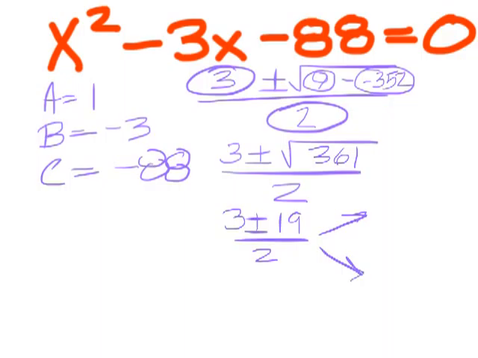What I need now is the first answer in which you use a plus sign. 3 plus 19 is 22. Divided by 2 should be 11. What is the other answer with the minus sign? On this one, 3 minus 19 is a -16. Divided by 2 is a -8. So 11 or -8 will be the answer.